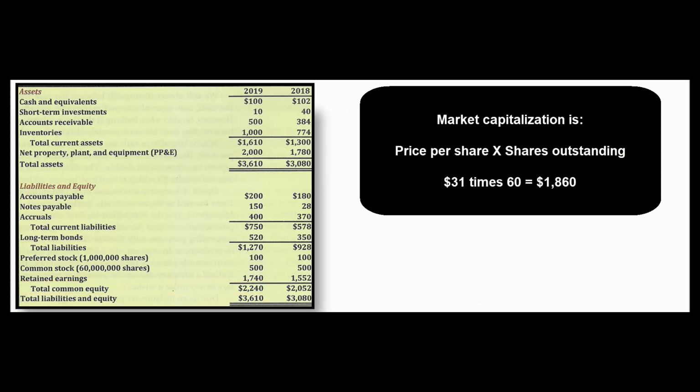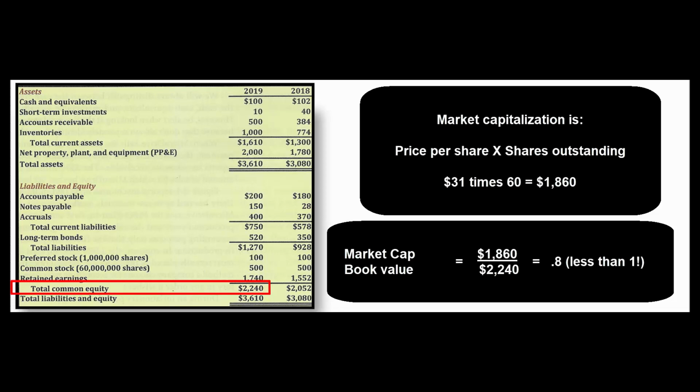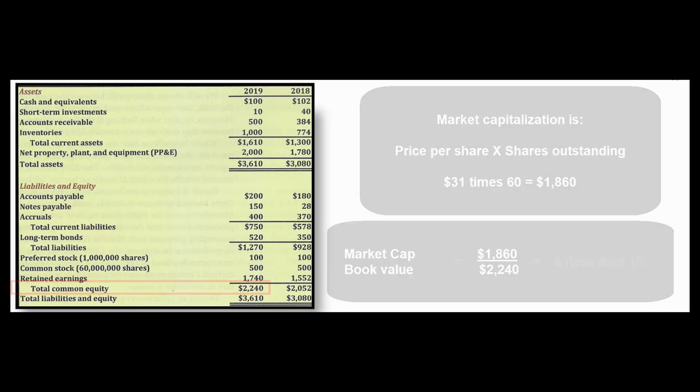And we can get the same answer instead of looking at it on a per share basis, by looking at it on a company-wide basis. We'll take the market cap, which is an important number. The market capitalization is the price per share, in this case $31, times the number of shares outstanding, which is 60 million. So the market capitalization is 1860 over the book value of the equity, which is 2240, which gives us that same 0.8, which is still an unpleasantly low number.